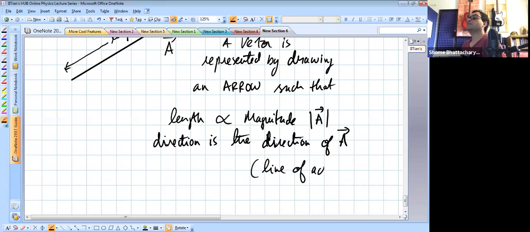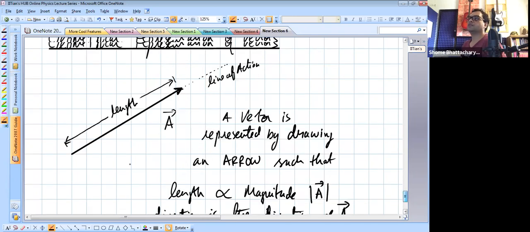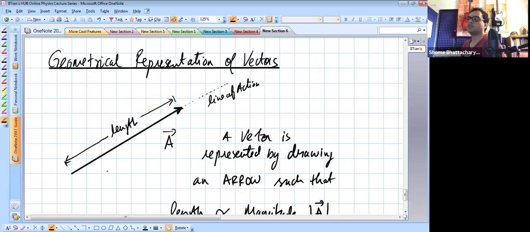So if it is a force vector, the line of action along which the force is acting is this one. If it is a displacement vector, the line of action along which the displacement is acting is this one. So this is how we use geometry to represent a vector.